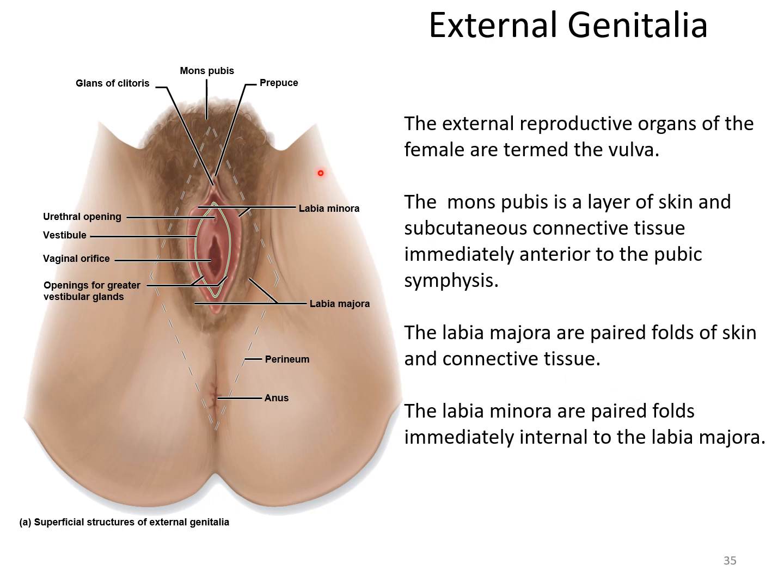The mons pubis is this layer here. It's a layer of skin and connective tissue just immediately anterior to the pubic symphysis, which is a bony structure. The labia majora are the paired folds of skin and connective tissue on the outer edge, and then the labia minora are the inner skin folds. Labia majora and the mons pubis are typically the areas that have pubic hair. Labia minora and everything internal to that does not.